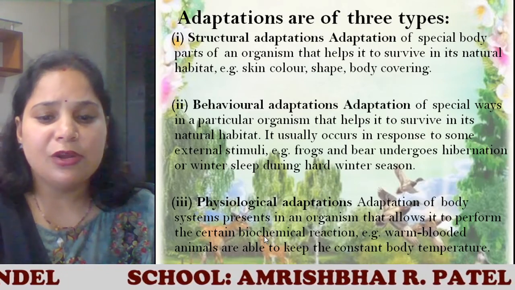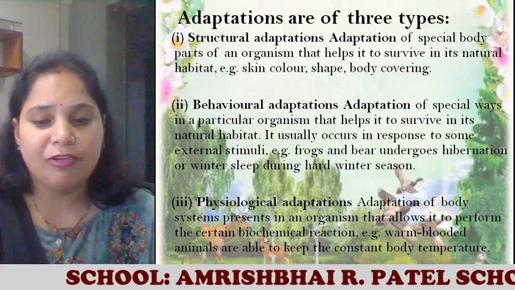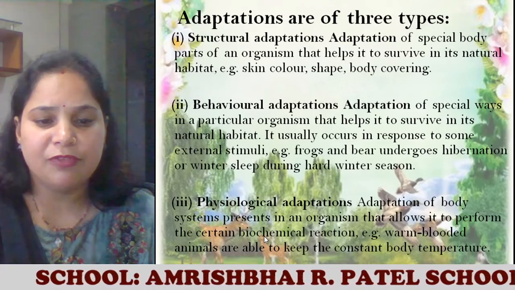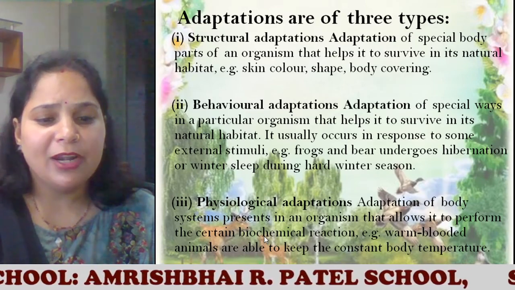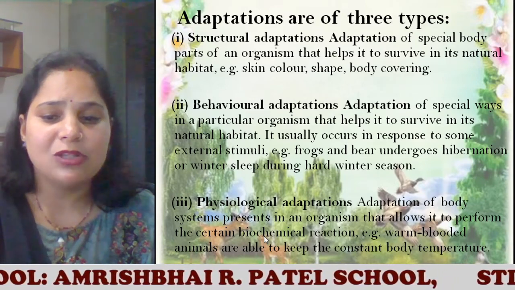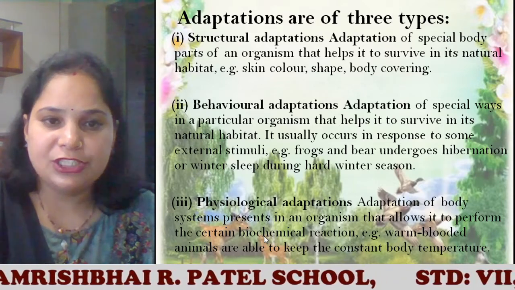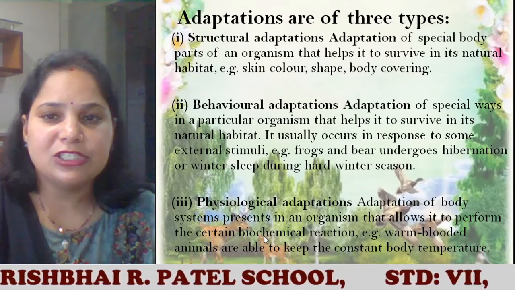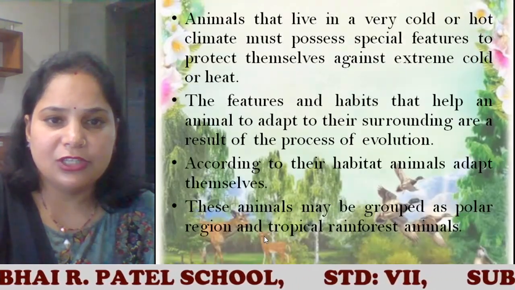Third one is physiological adaptations. In these adaptations, the body systems of an organism allow it to perform certain biochemical reactions. Example, warm-blooded animals are able to keep a constant body temperature because of the physiological adaptation. So we have seen that adaptations are of three types: structural, behavioral, and physiological.